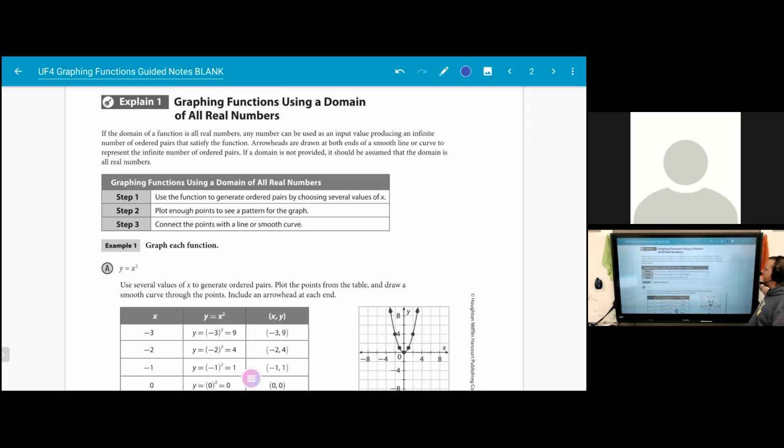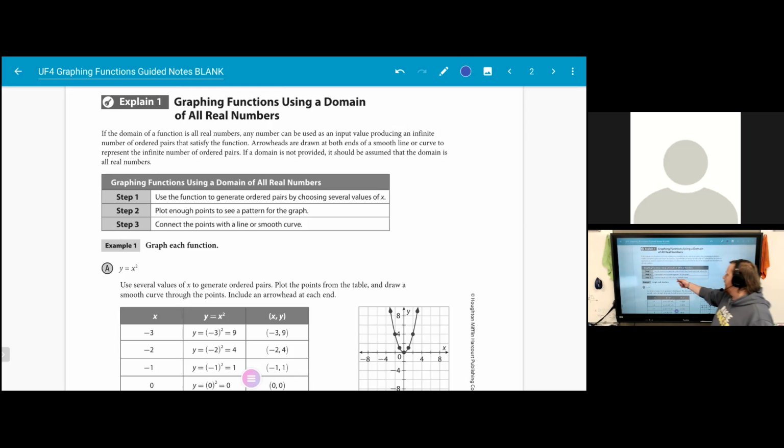Arrowheads are drawn at both ends to indicate how to represent an infinite number of ordered pairs if a domain is not provided. In other words, if I don't tell you that specifically the domain is this, you should assume that we're graphing on all real numbers. I know it's kind of weird that we're assuming stuff in math, but that's what we're doing, okay?